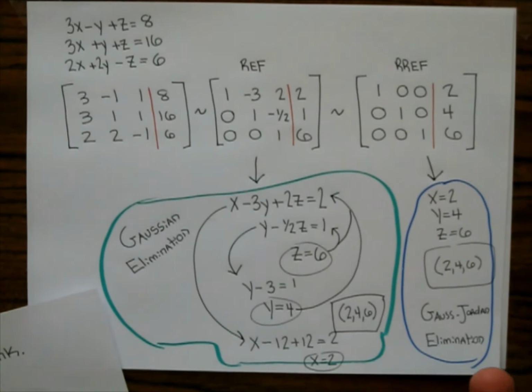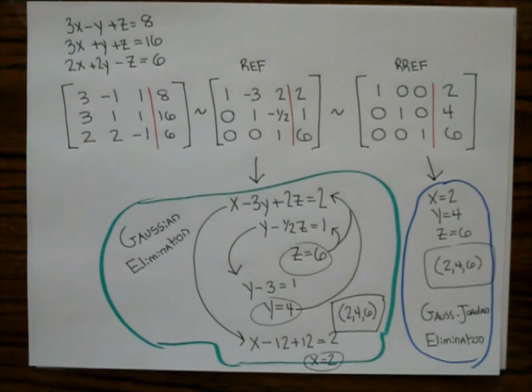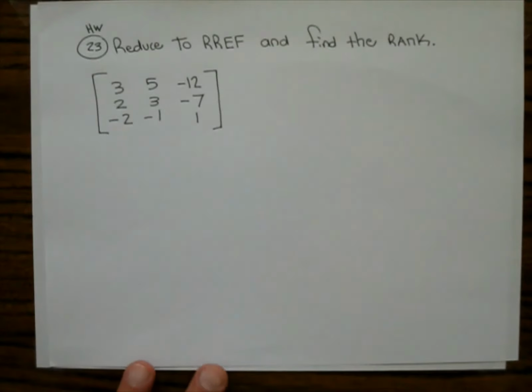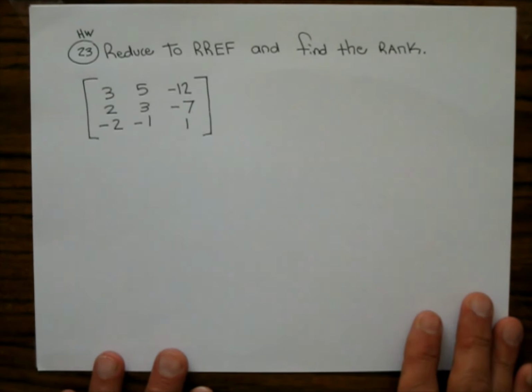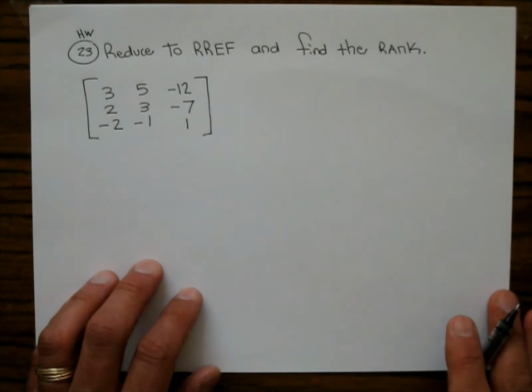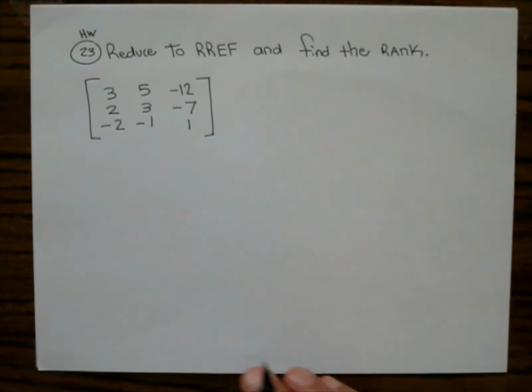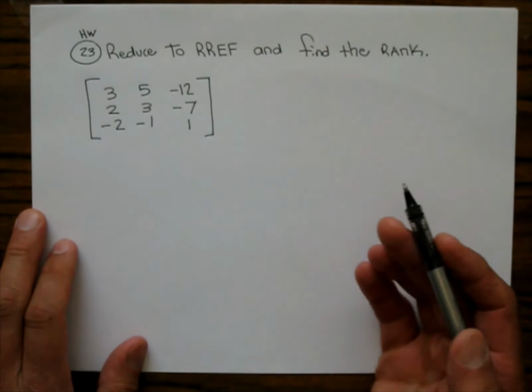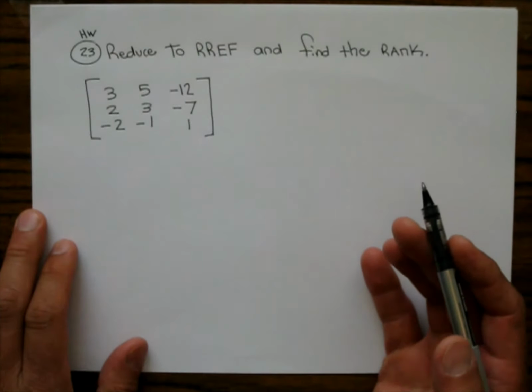I'm just gonna do this homework problem for those of you who want to see another problem done. I'm only gonna do it one way, not 5 different ways. Reduce to reduced row echelon form and find the rank. There are many ways. You might even pause it and see if you can do this problem yourself.